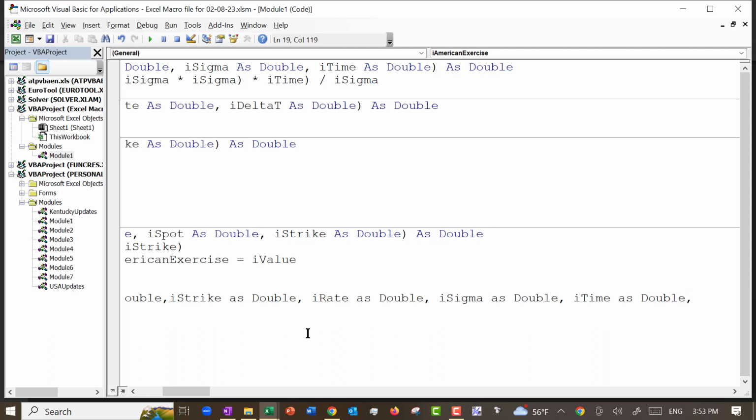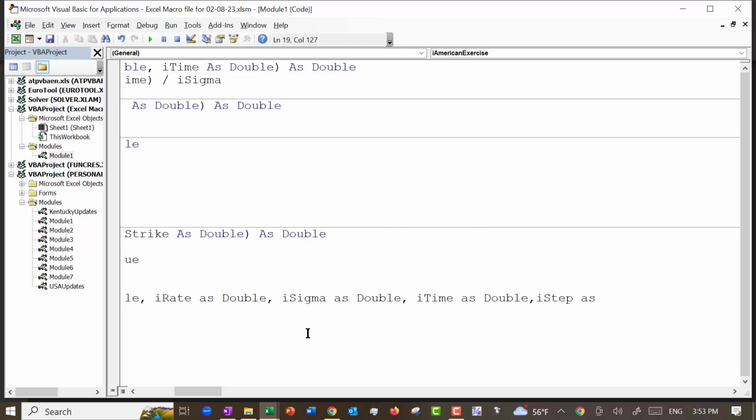I'm going to take that time left from 0 to T, the time, and divide it into n little pieces. I'll call it I step, as long, so that the long data type can handle anywhere from plus or minus 2 billion. The so-called integer type can only do about 32,000. Not that we would ever do more than 32,000, but I just want to allow for that possibility.